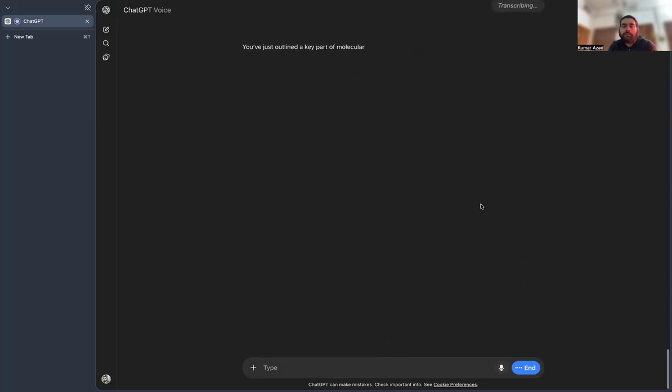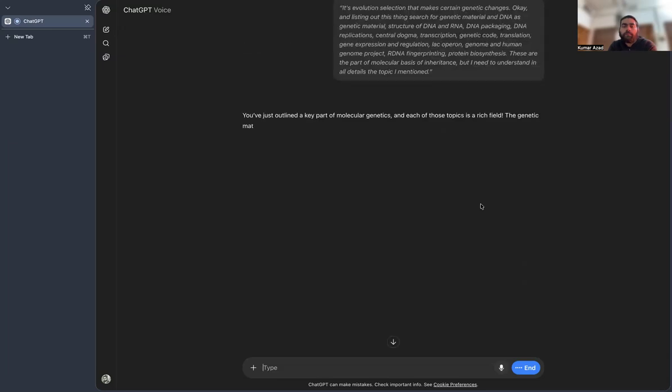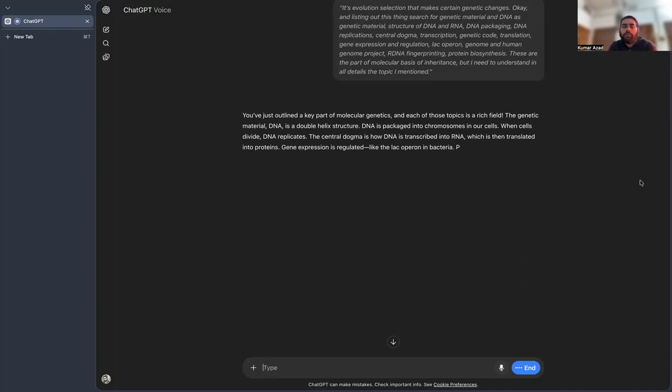You've just outlined a key part of molecular genetics, and each of those topics is a rich field. The genetic material DNA is a double helix structure. DNA is packaged into chromosomes in our cells. When cells divide, DNA replicates. The central dogma is how DNA is transcribed into RNA, which is then translated into proteins. Gene expression is regulated like the lac operon in bacteria. Projects like the Human Genome Project helped us map it all. Techniques like DNA fingerprinting let us use these molecular details in practice. We could spend hours on each one. Let me know which you'd like to dive into in detail.